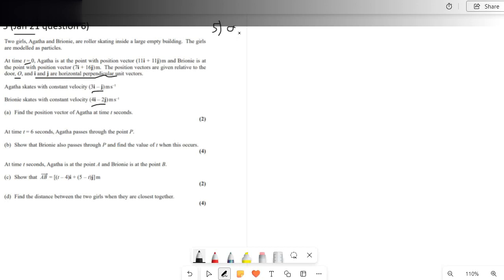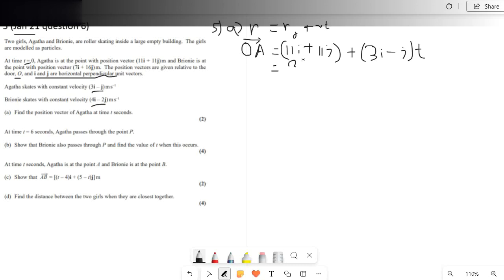For part A, we have to find the position vector of Agatha at time t. So here we have to use the formula r is equal to r naught plus vt. For Agatha, we can say that OA, the position vector of Agatha, is equal to r naught, which is 11i plus 11j, plus v into t, which is 3i minus j, whole multiplied with t. And so our final answer is 3t plus 11, whole multiplied with i, plus 11 minus t, whole multiplied with j.